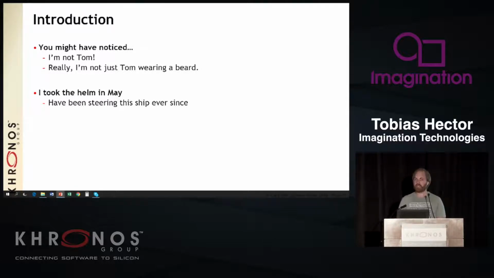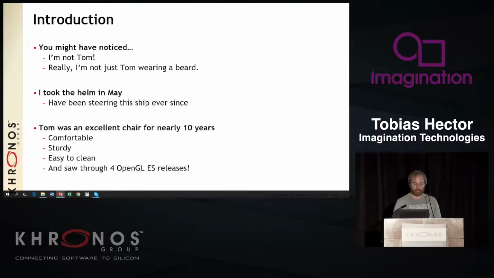He basically decided he wanted to focus more on Vulkan because trying to chair two working groups of major graphics APIs kind of takes its toll, and I can kind of understand that. So since then, I've taken over. Tom was an excellent chair for very nearly 10 years. He actually missed out on 10 years, I think semi-deliberately. But he was great, and he saw through four OpenGL ES releases. I didn't actually realize how many it had been.